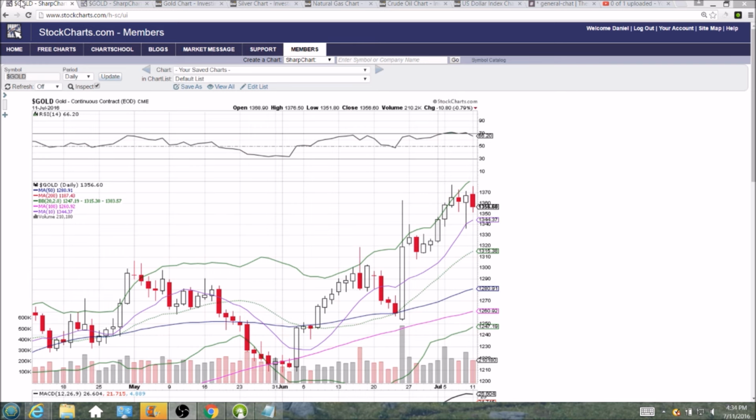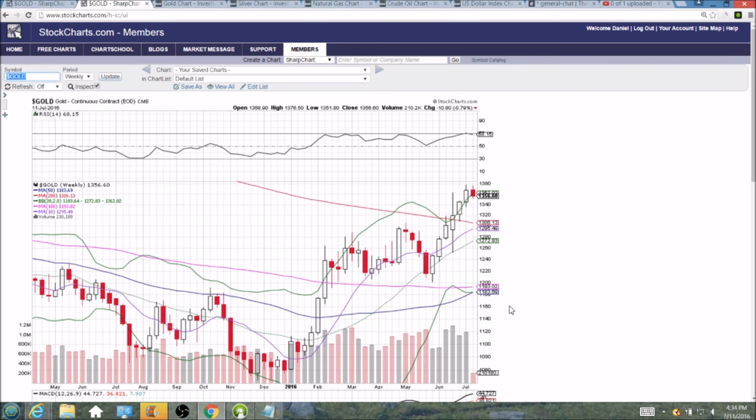First, let's zoom out and look at the weekly. Just one trading day locked in. It is a bearish reversal candlestick to start the week. And the upper Bollinger Band is 1362, so a close below 1362 will lose that upper Bollinger Band support, which has been support for the past 3 weeks.